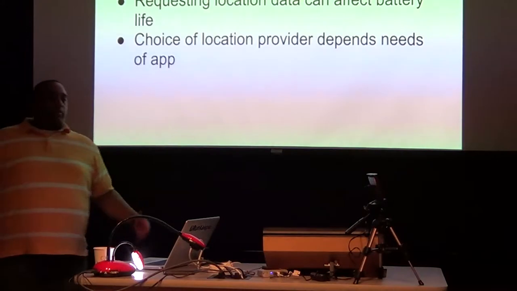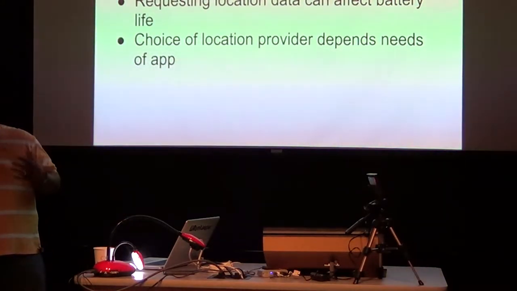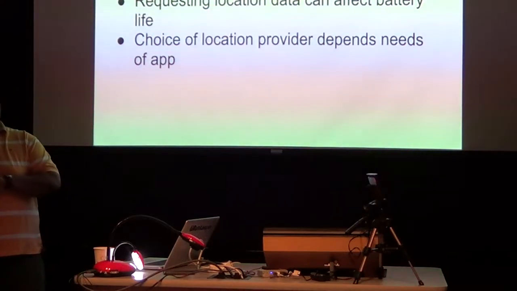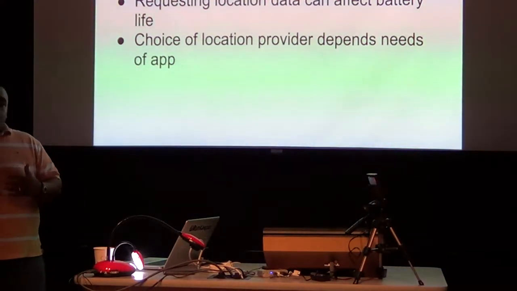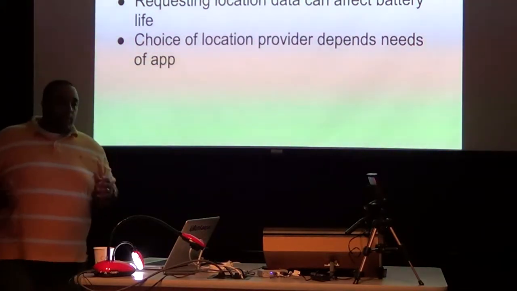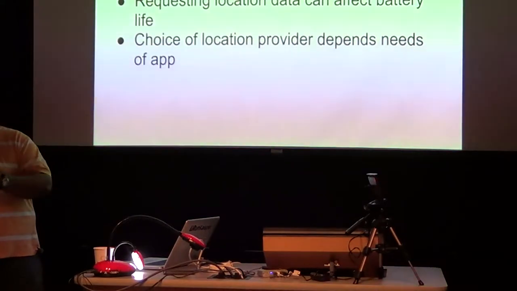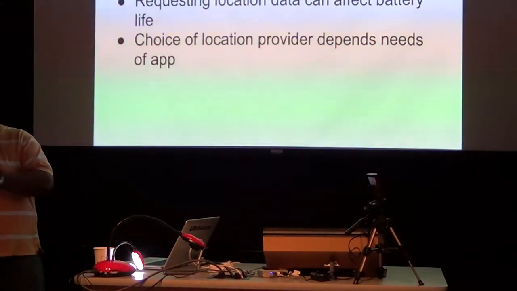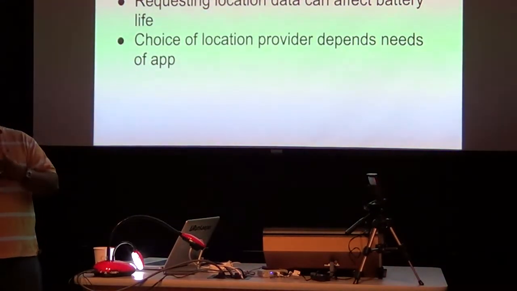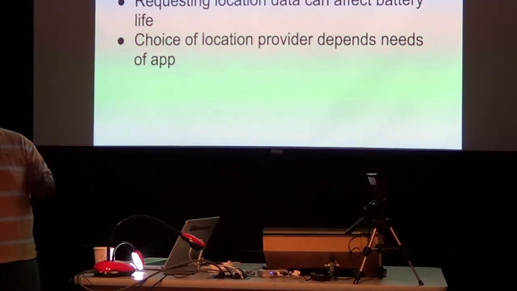So the summary for location is that there are multiple sources of data. The API is fairly simple to use, and anytime you fire more hardware to request location data, it can drain the battery. The choice of location provider really depends on what you want to do with it. In most cases, you actually come up with an algorithm that uses both. You first grab a piece of data from the network provider, and then as a GPS provider comes online, you start using that, and then you have algorithms that sort of determine which one is better based on accuracy.